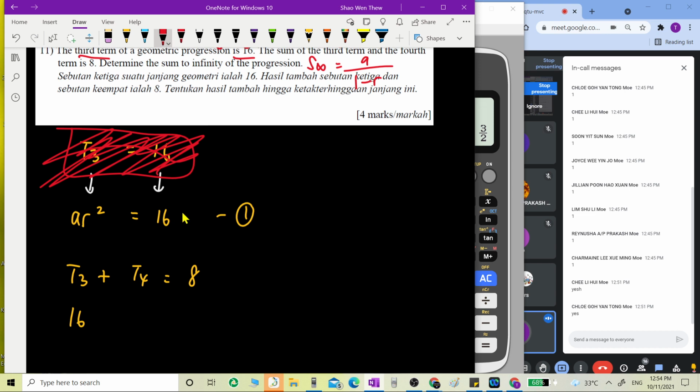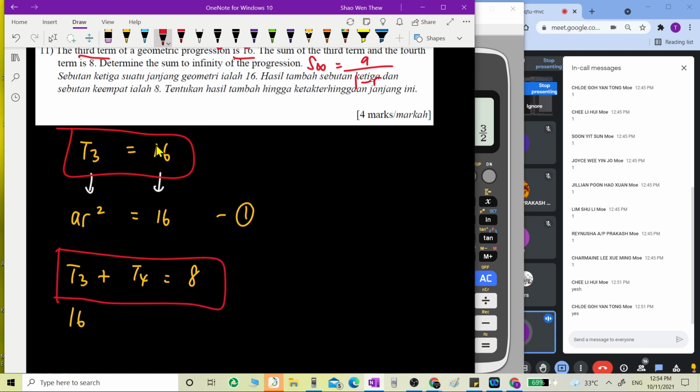Yes, your answer is correct. But then once you go to the next one, you don't realize that this one T3 is 16. So you still put AR square here. For me, I didn't put AR square here. I directly put the 16 here. So this is my purpose. I put this one and I put the title like this so that I can relate these two. Oh, this one is 16. I can put 16 here.